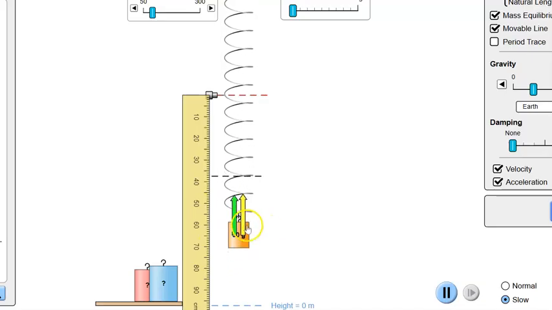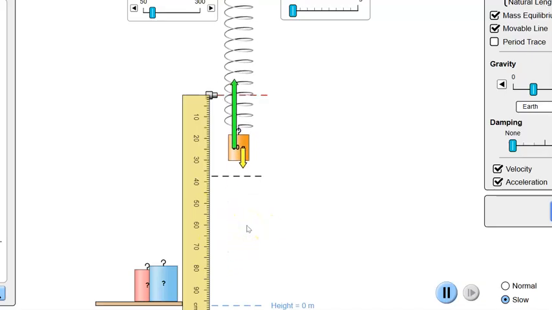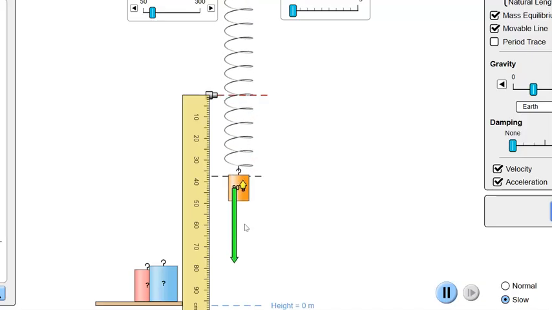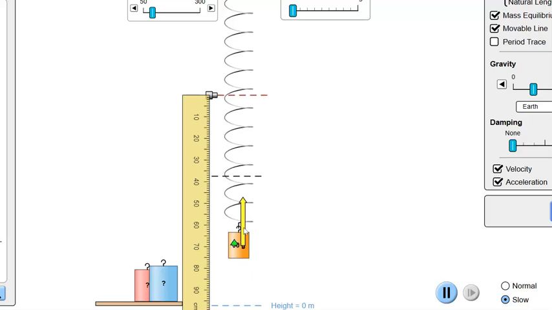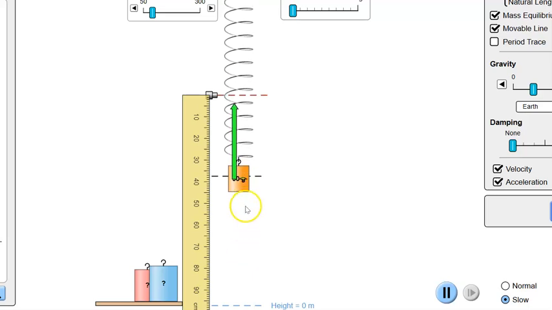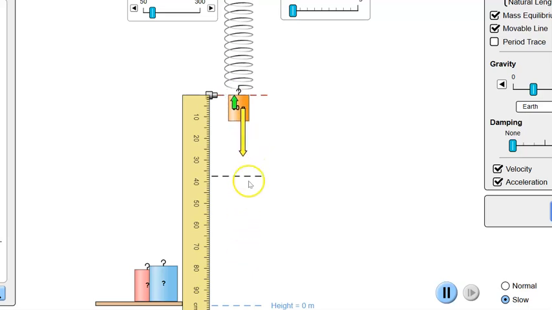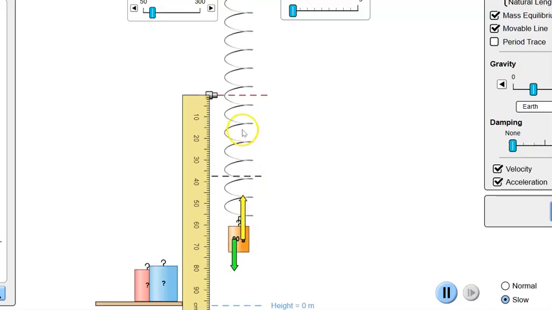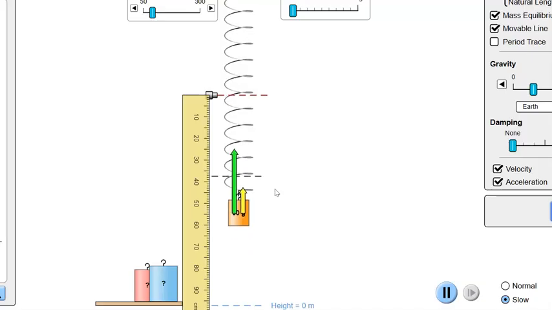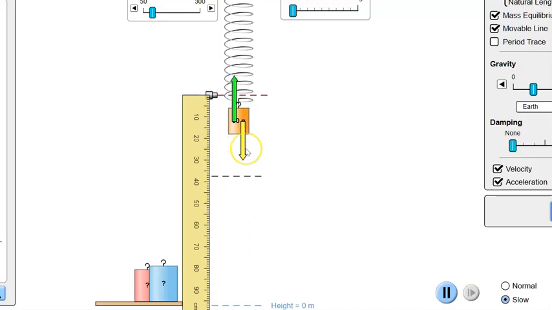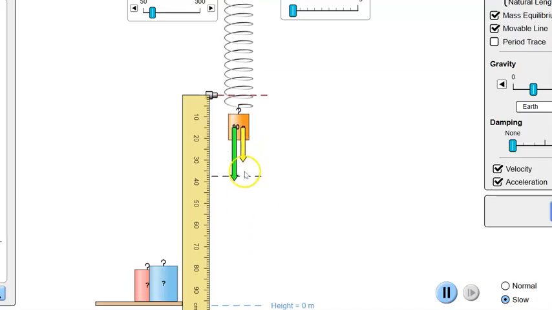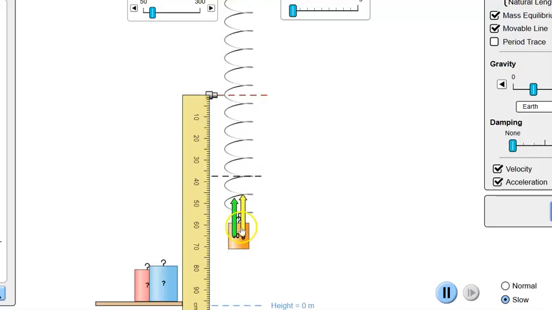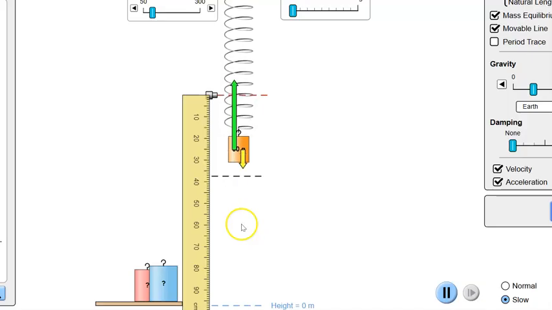The yellow vector is the net acceleration, the sum of the effect of the force of gravity and the spring. I want you to notice that it is always pointing towards equilibrium. So when it's above equilibrium, gravity's winning and the net force is down. For an infinitesimal amount of time it's 0, and then the spring is winning and pulling it back up.